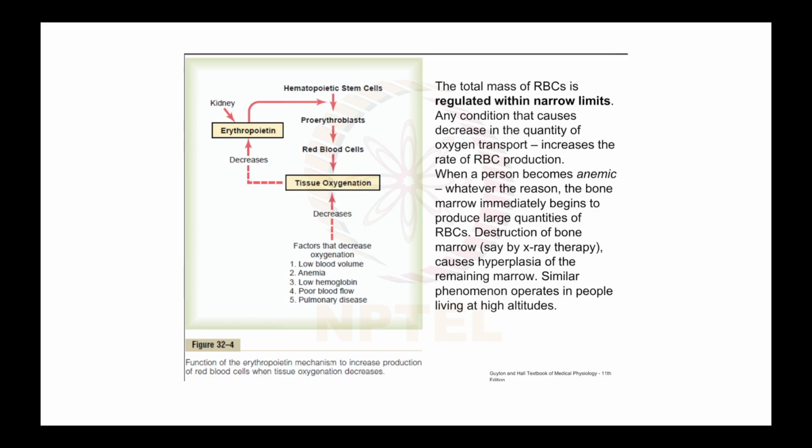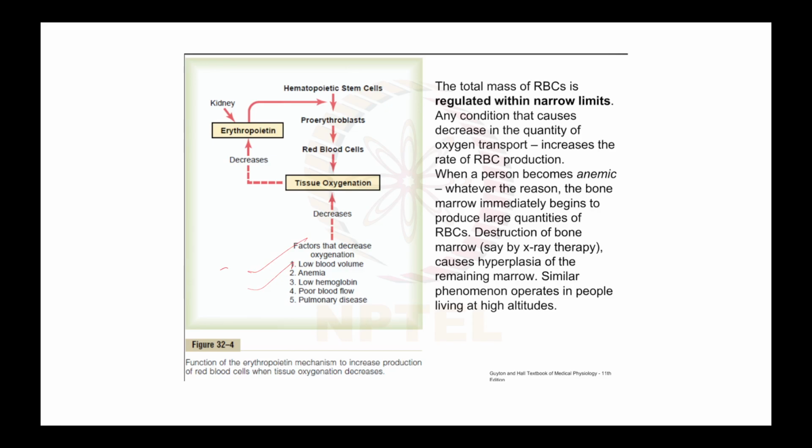Okay, so other than that, one more function of the kidney is the production of a particular protein or hormone, you can say, which is erythropoietin. So what happens, in some scenarios our body faces low oxygen level. There are many factors that decrease the oxygenation. It could be low blood volume, where overall blood volume is decreased, anemia, which is a very common condition in females, and low hemoglobin. Poor blood flow, pulmonary diseases, and because of that the tissues are not able to get proper oxygen via the blood. So that is why there is a decrease in the tissue oxygenation.